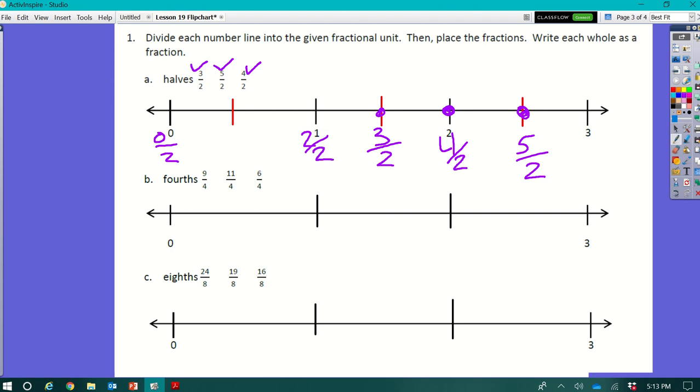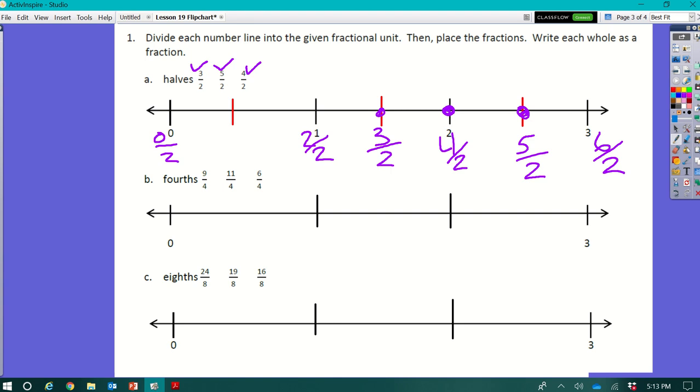For whole number 2, I already wrote it, 4 halves. And then for the whole number 3, I know the fraction before is 5 halves. So at 3, it's going to be 6 halves. And if you look at 6 halves, it's kind of like what you just practiced on the sprint. 6 halves is also 6 divided by 2, which is 3 wholes. All right, so we're done with A.